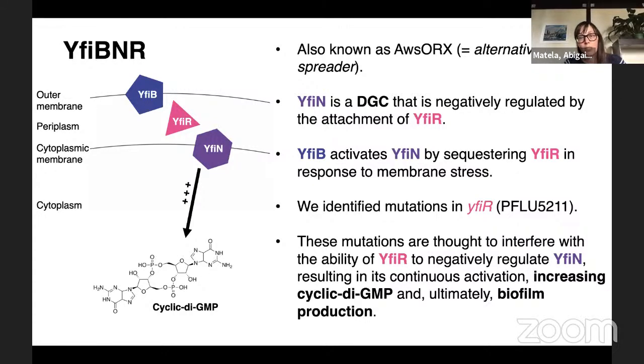So where we saw mutations were in YFIR. We're thinking that that's interfering with its ability to negatively regulate YFIN. So then again, YFIN is more active, with increased cyclic di-GMP and increased biofilm production.